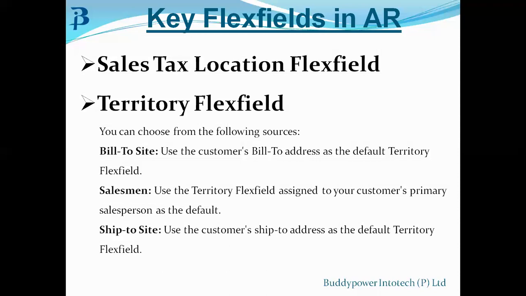Suppose you imagine HCL. HCL has thousands of locations across India. Head office in Chennai. The accounts are maintained in Chennai. All the people's salary will go. So the bill to site is Chennai only everywhere. But the ship to site, suppose they are buying 1,000 computers, the bill will come to Chennai. That is the bill to site.